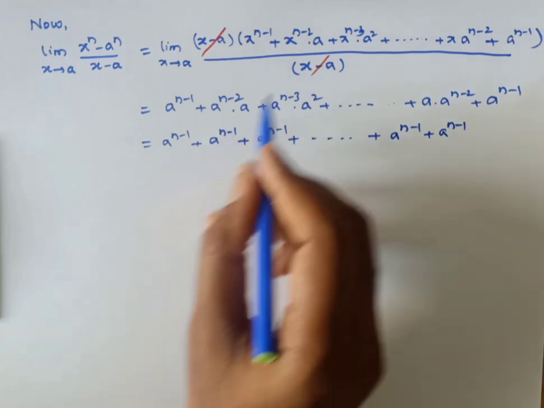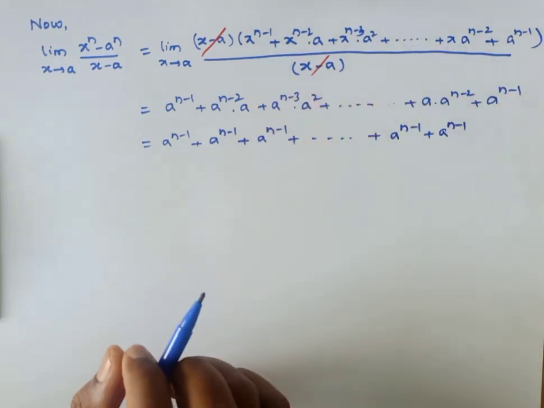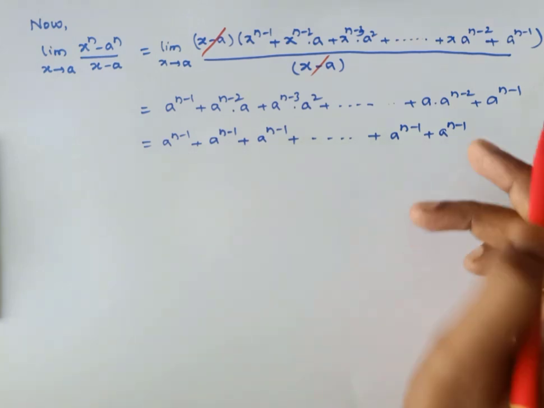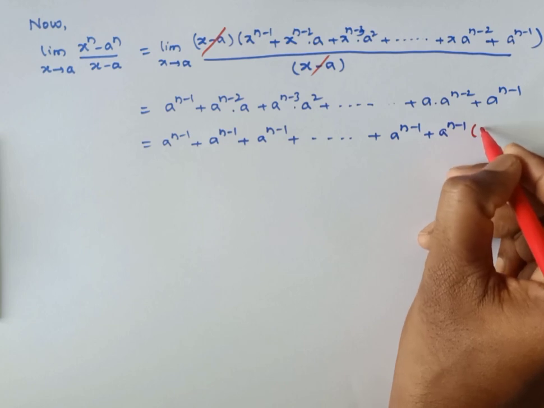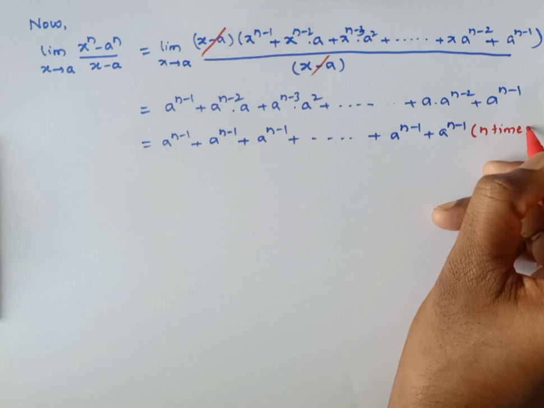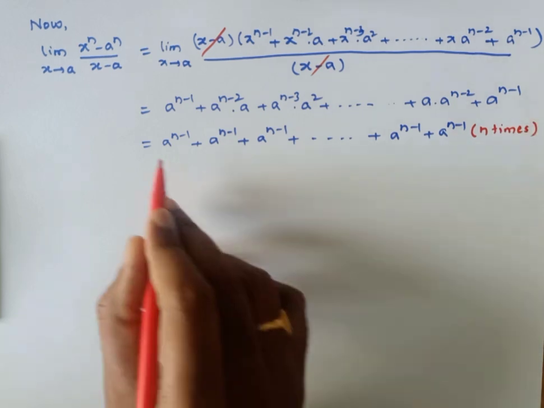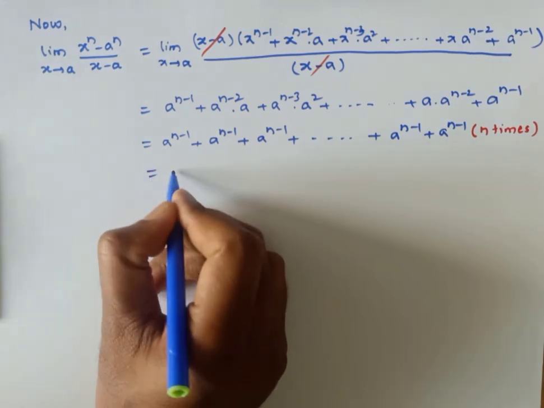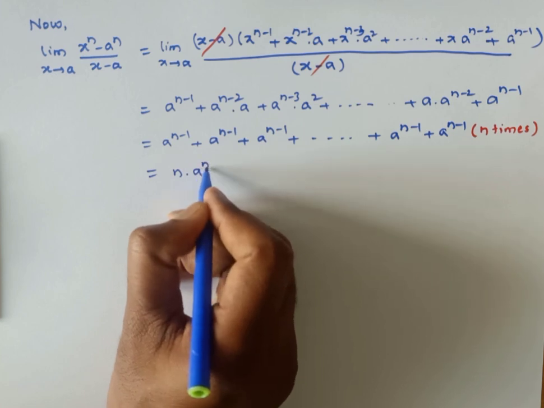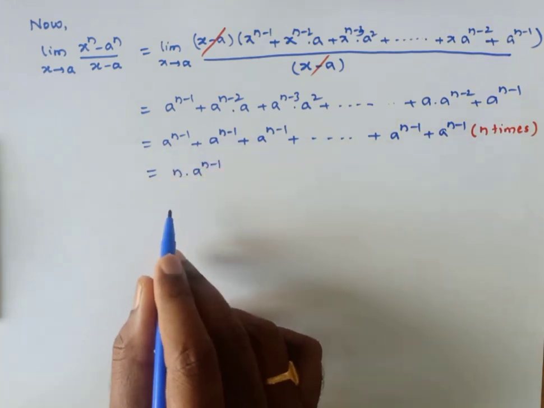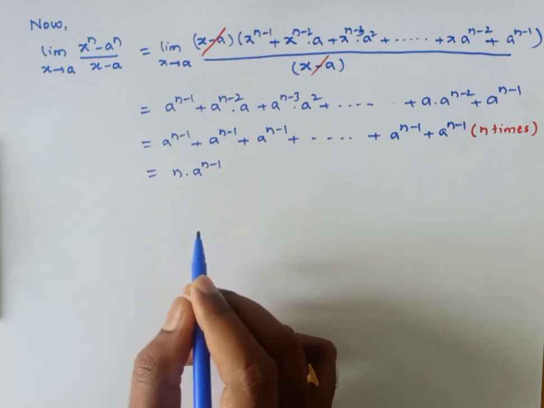So already we know the product contains how many terms? n terms. Now also here a power n minus 1, a power n minus 1, a power n minus 1 and so on. How many terms are there? There are n terms, or n times. A power n minus 1, n times, so this will be n into a to the power of n minus 1. Here a power n minus 1 is there only n times, so that we can express it as n into a to the power of n minus 1.